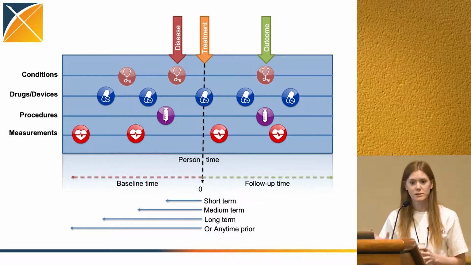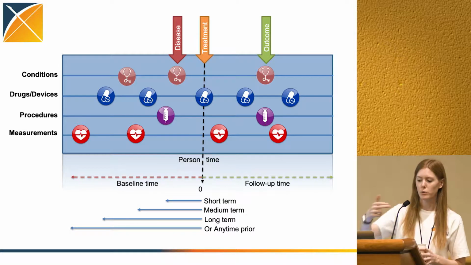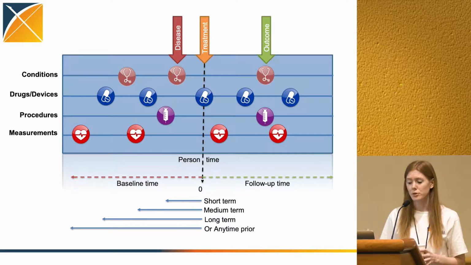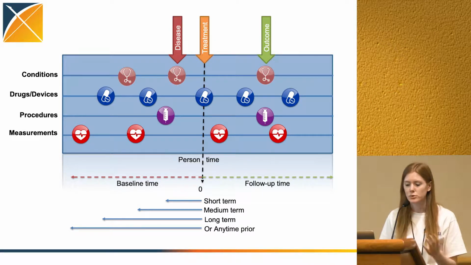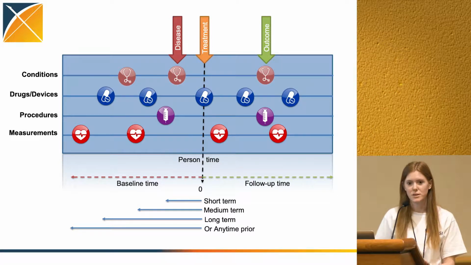And these are flexible. You could say, I want to look at conditions that occurred in the short term, and I'm going to define my short term as my index date of 0 all the way to 30 days prior. But you could also say, I want to look at, say, 5 days prior. And the same with the medium and long term. The defaults are 30 days in the short term, 180 in the medium term, 365 in the long term, but you can play around with that. Or you can just say, I'm going to look at any conditions, drugs, devices, procedures, measurements they have ever in the history.